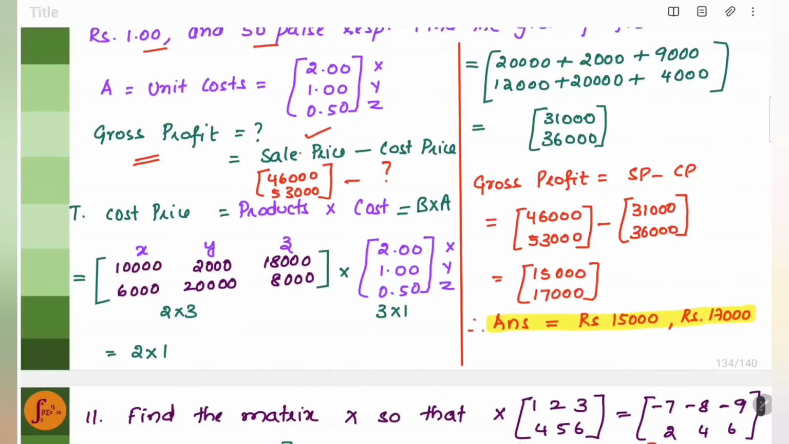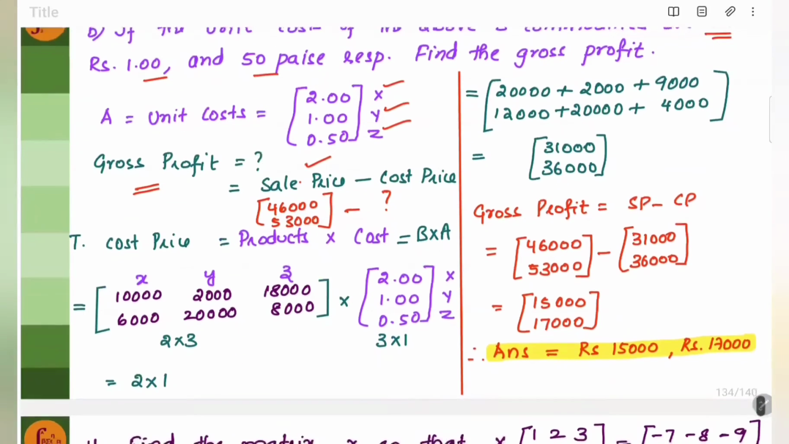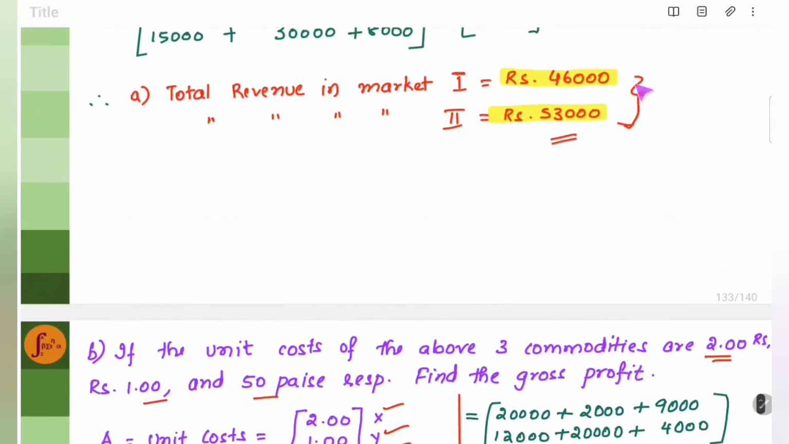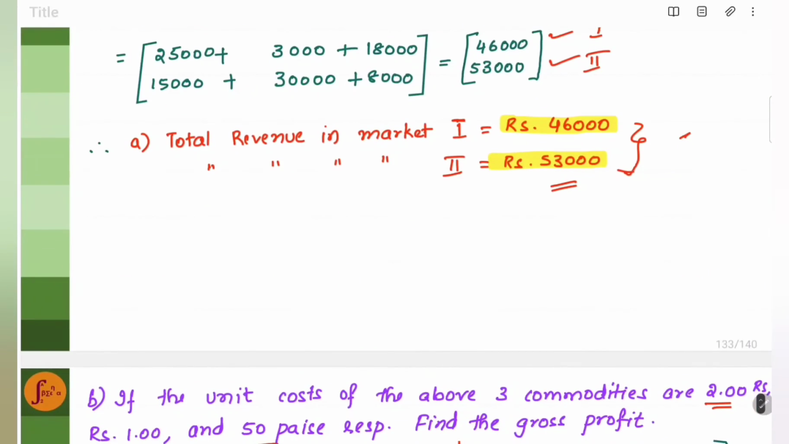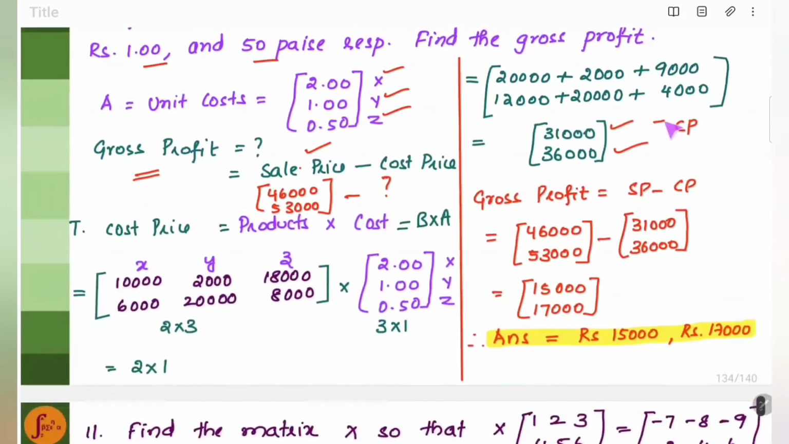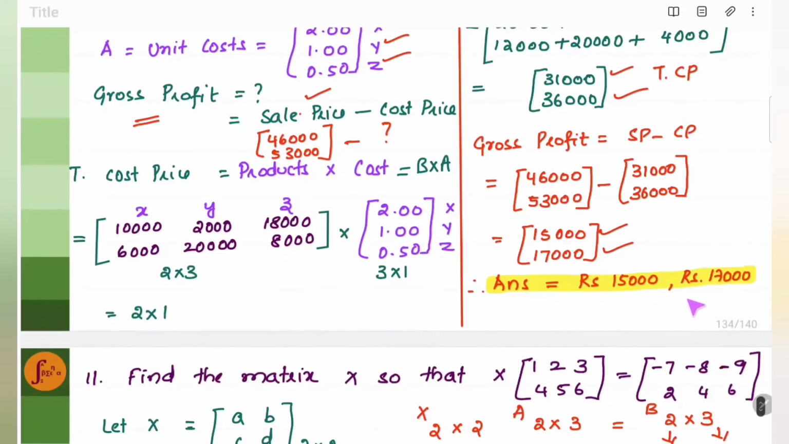And what is the cost price? Cost price is given like this. The cost price of one product is given here. So you have to find the total cost price. Total cost price is nothing but this matrix, which has the number of products being sold, into its cost price, will give you the total cost price. So you multiply this matrix, you will get the total cost price. Now to find the gross profit, we take the selling price, which you got here, and subtract the cost price. This is the total selling price and total cost price. Subtract this and this is what gives you the gross profit. So profit is 15,000 and 17,000.